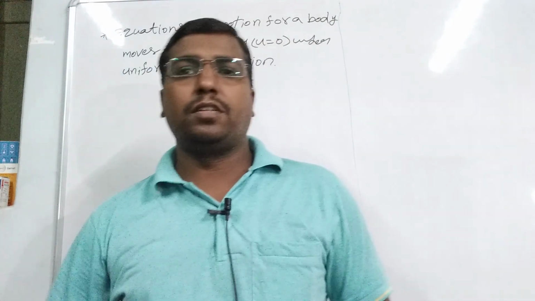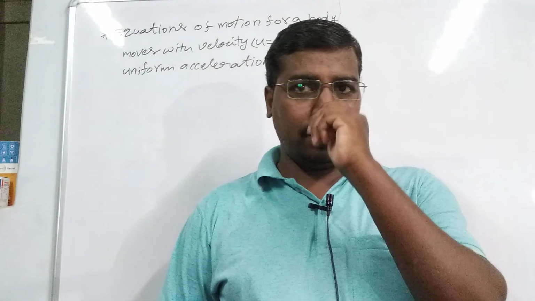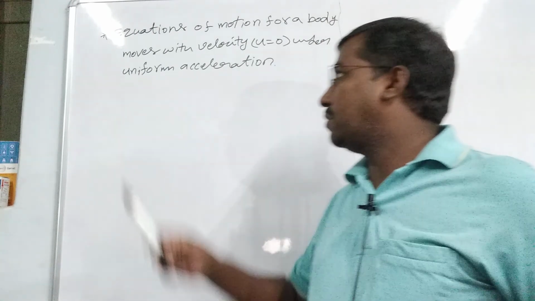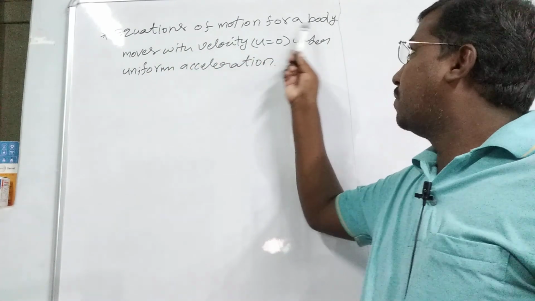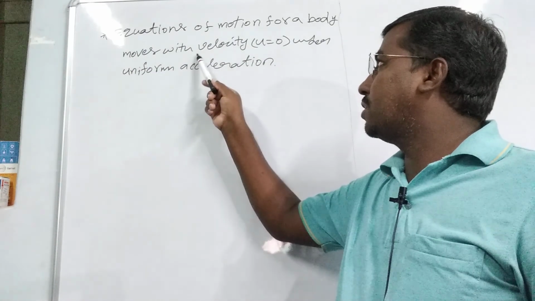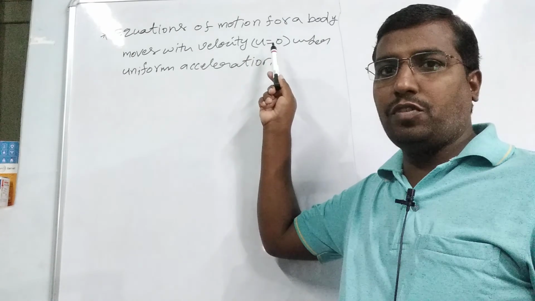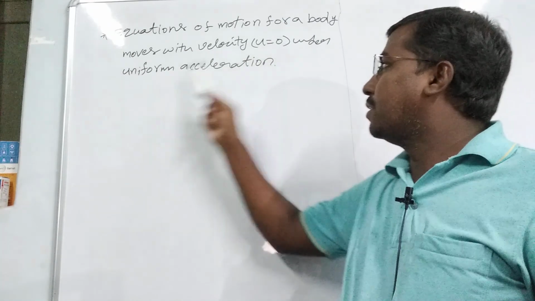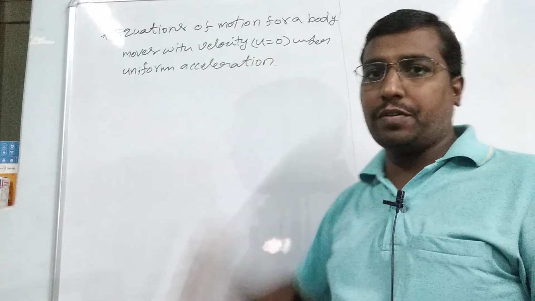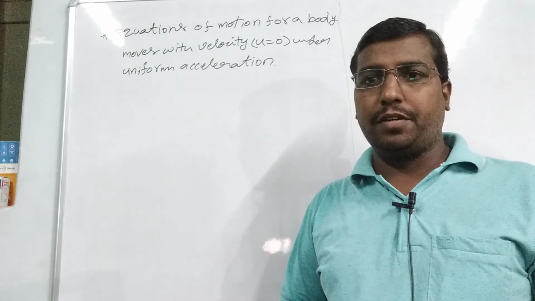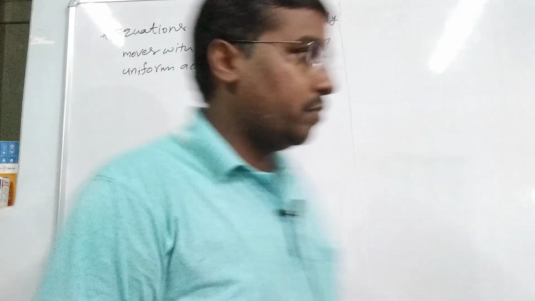Students, next we discuss the equations of motion. In these equations of motion, a body moves with initial velocity u becoming 0 under uniform acceleration. So what are the equations of motion?